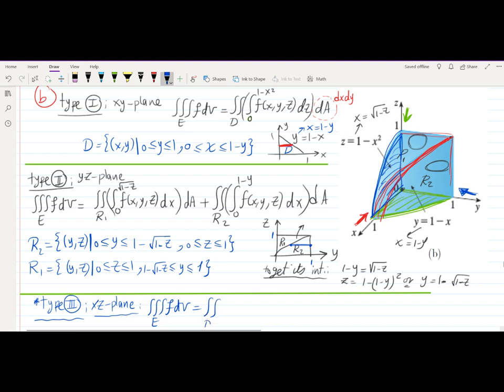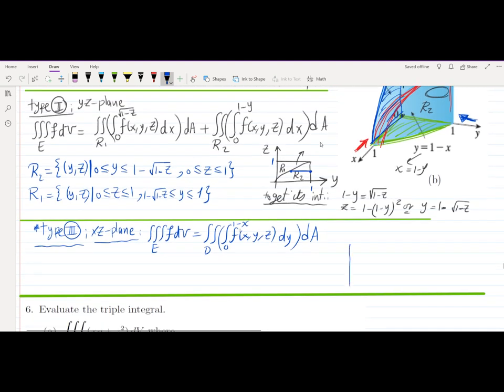over a certain region D, for example, for F of X and Y and Z, dy, and then dA. And what about the limits of Y? So Y, as you see from this graph, changes from 0 to 1 minus x. And if we do its projection, it will be like this curve, 1 and 1, with its equation z equals 1 minus x squared, or x equals root 1 minus z. And let's take, for example, dA to be dz dx.